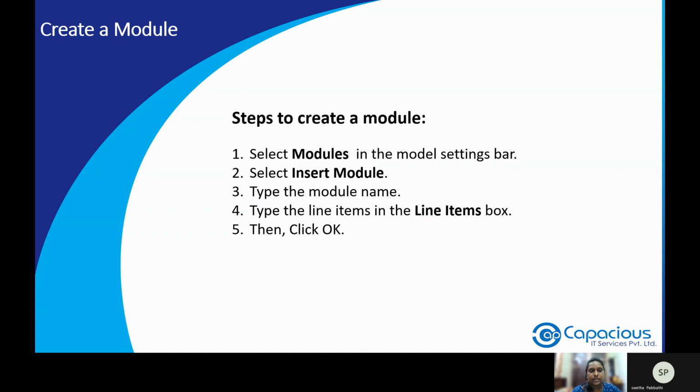Next are the steps to create a module. First, select modules in the model settings bar, and insert a module. Then we have to give a name for that module, and type the line items in the box. It must suit that module, and we have to give a reference to it. By clicking OK, it will create a module.